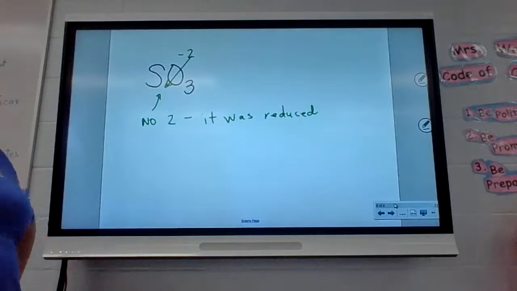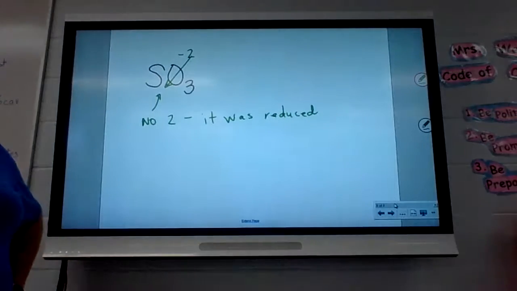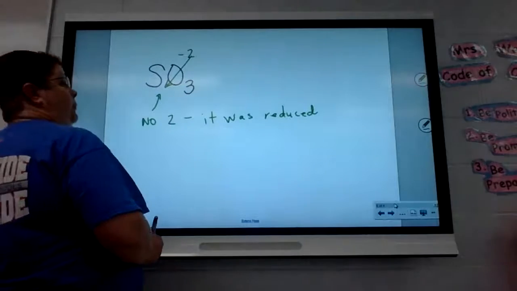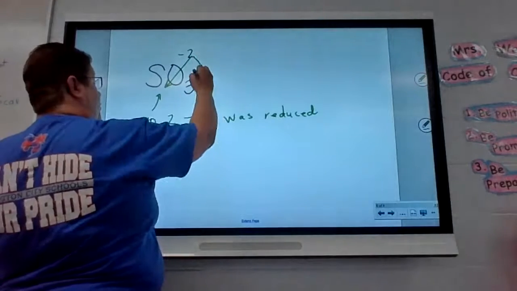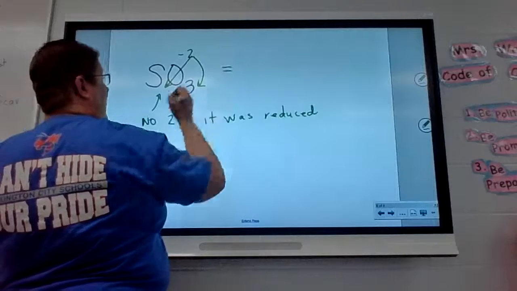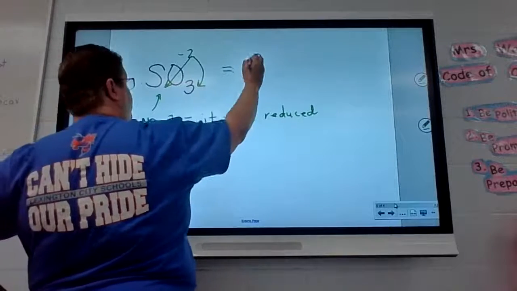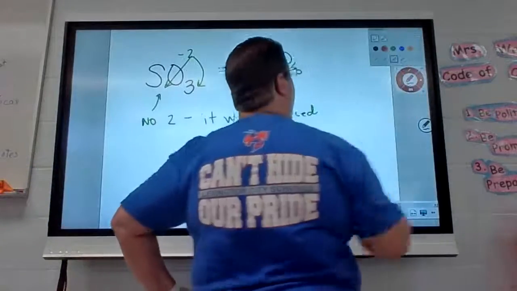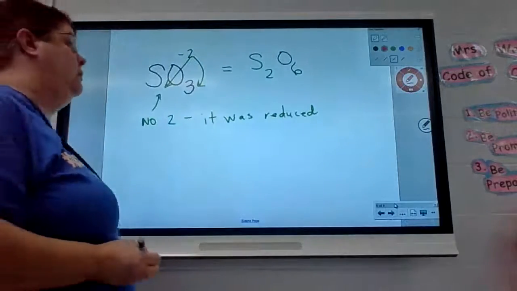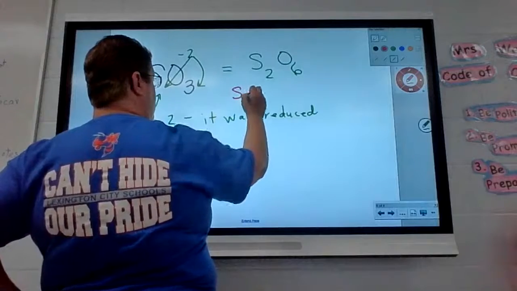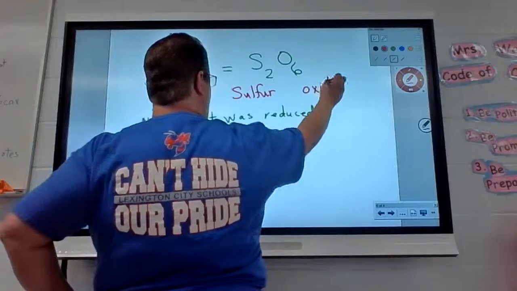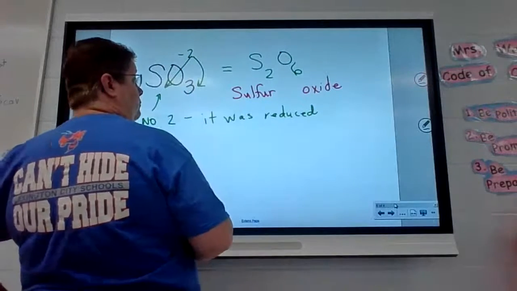Okay, so that means we need the original formula. All right, so what's the original formula? Multiply the 2 through here. So what do we get? That's S2O6. So now when we write the formula, sulfur is oxide, and what number came from the sulfur? 6.